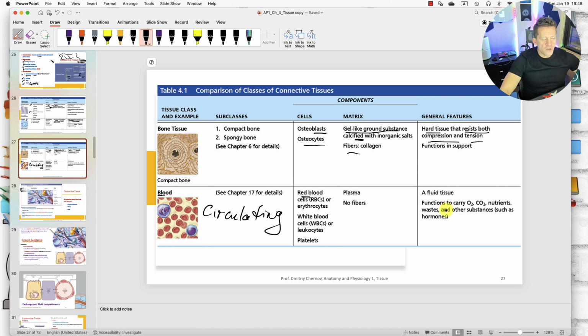And then there's another type of tissue, circulating connective tissue, blood. The major function of the blood is to carry oxygen to the tissues, remove carbon dioxide, bring nutrients to the tissue, and remove the waste.